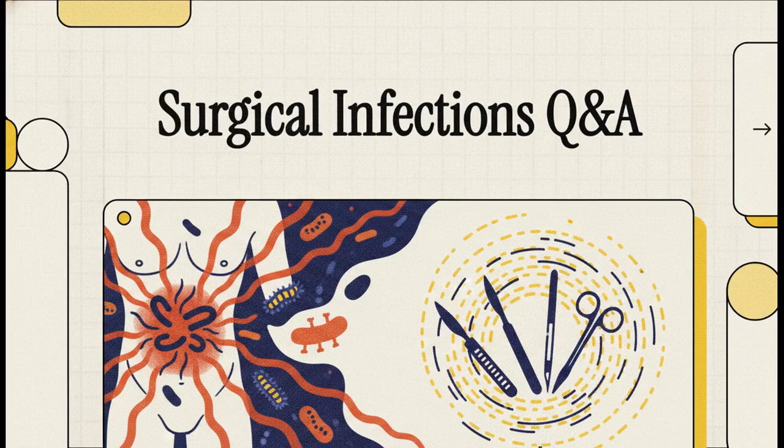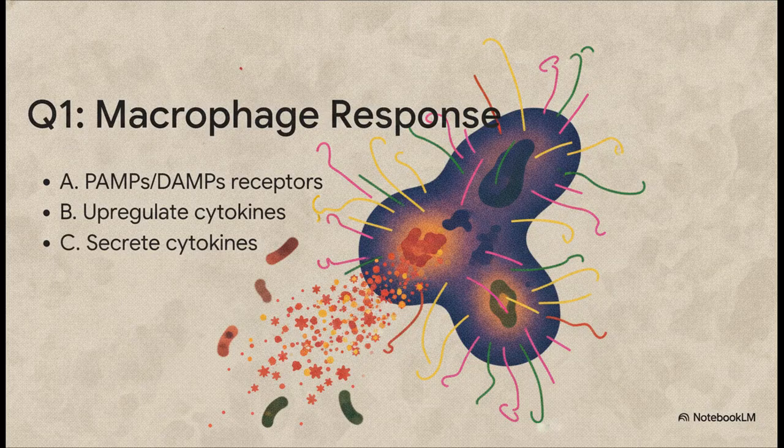Let's jump right into the Surgical Infections and Inflammatory Response Assessment. Question 1. Macrophage response to microbes includes A. Genome-encoded pattern recognition receptors to invading microbes, meaning PAMPs and DAMPs. B. Upregulation of cytokine synthesis. C. Secretion of cytokines. Or D. All of the above. You guessed it, the answer is D.